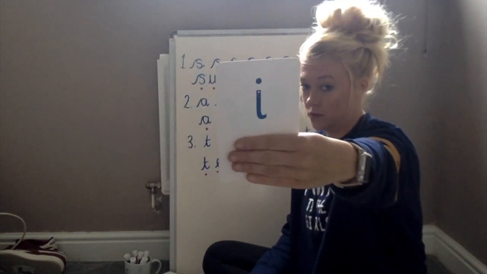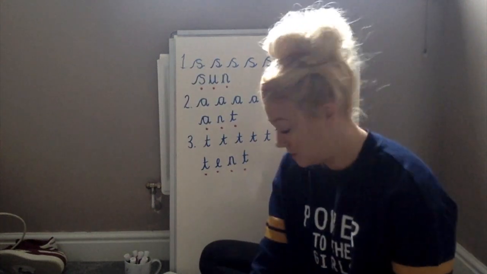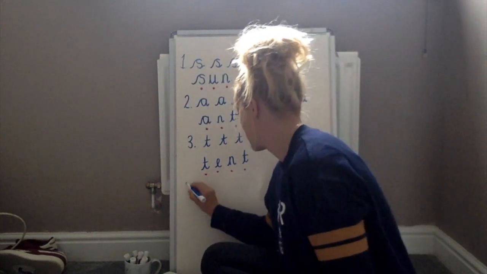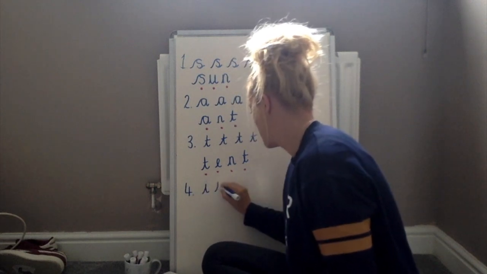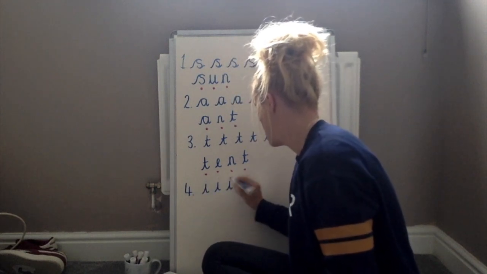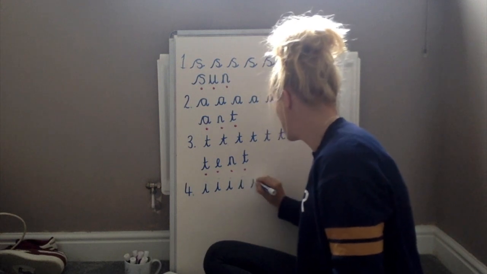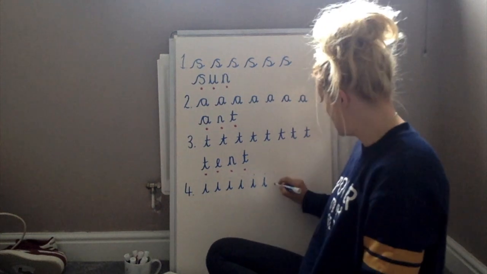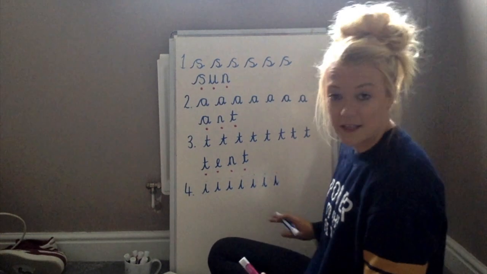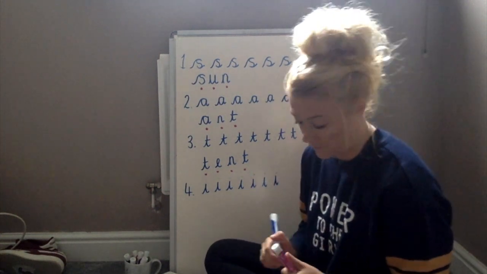Okay. Next one is the I sound. So practice writing that down. All the way to the end of the line. Should still have tails and flicks. Write it all the way to the end. Remember the last one should be just as neat as the first, okay?